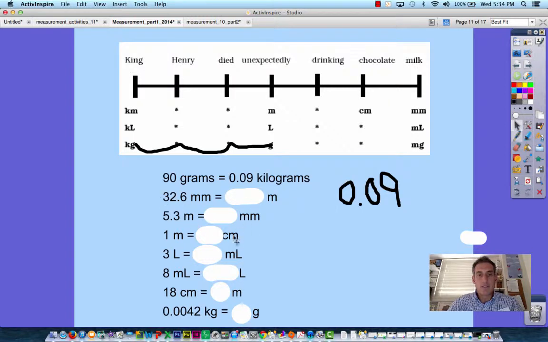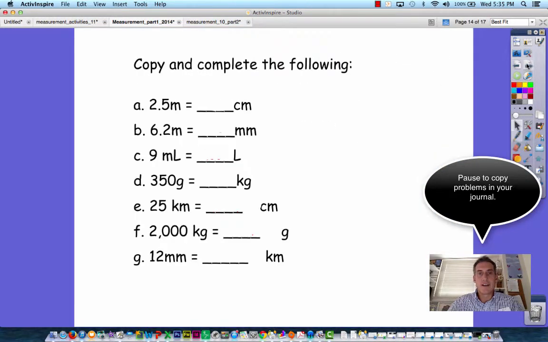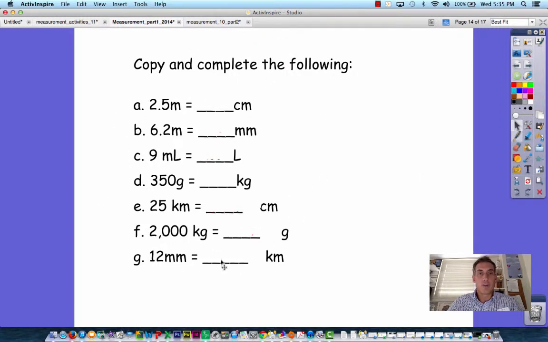Copy these down. I want you to do the rest of these, and we're going to go over these in class. You can pause in class, but I do want you to copy this down, and I'm going to look for this in class. So this is your homework. Copy these problems down and make these conversions, and I'm going to check this in class.